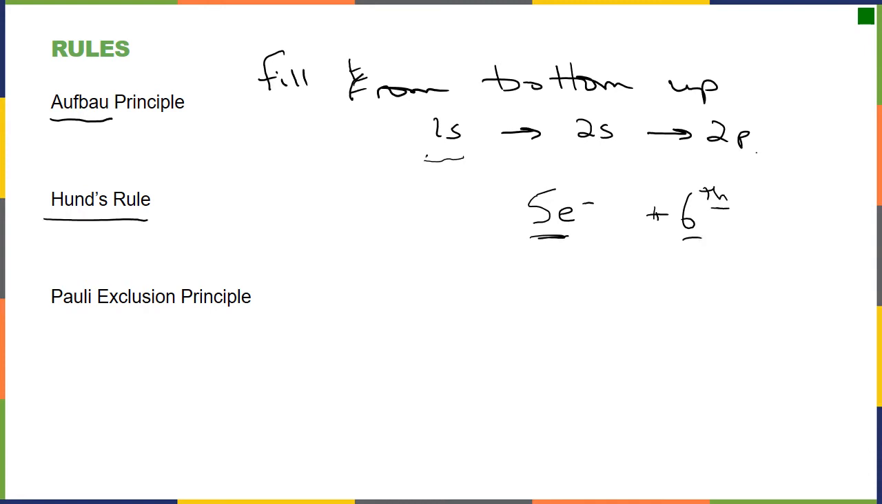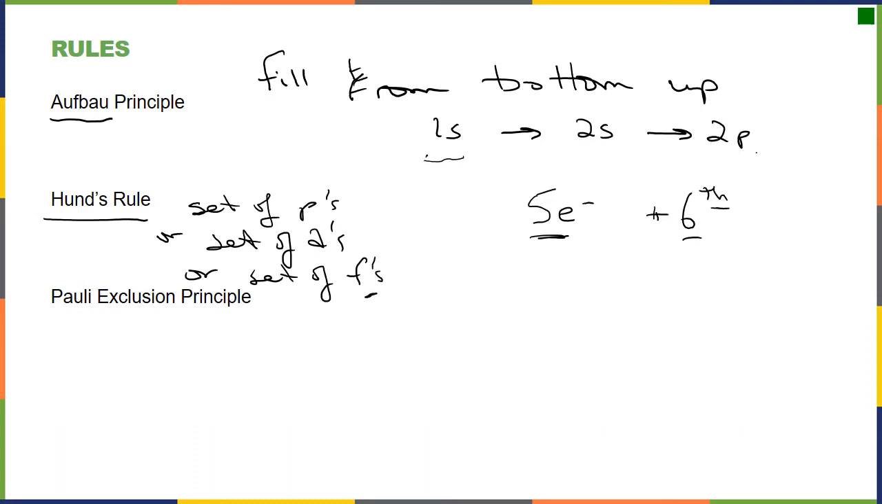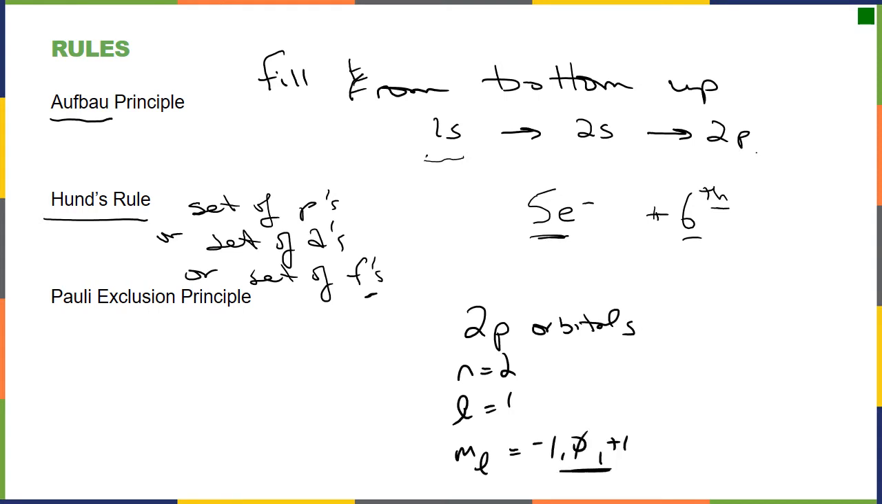Now, Hund's rule. Hund's rule holds for what we call degenerate orbitals. So this works for a set of p's or a set of d's or a set of f's. It only works for this particular set of these. So let's say that, for example, we have the 2p orbitals. Well, when we know we have the 2p, we know here that n is 2, we know that l is 1, and we know that m sub l has values from -1, 0 to +1, which gives us 3 orbitals.